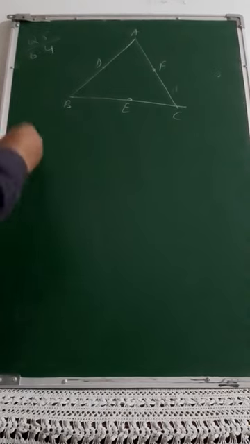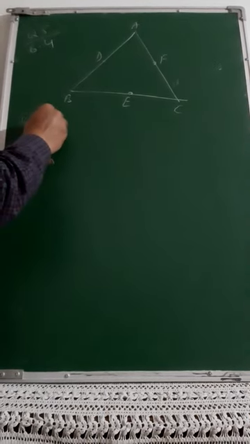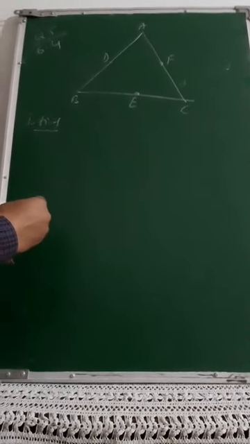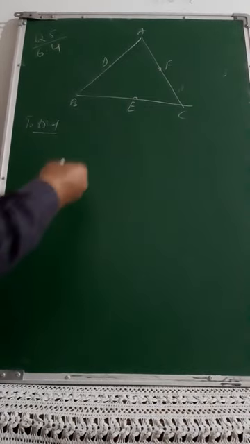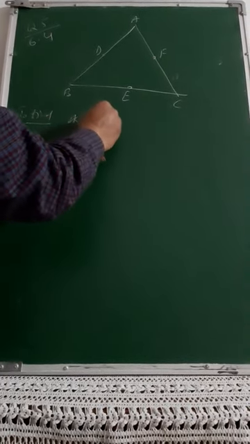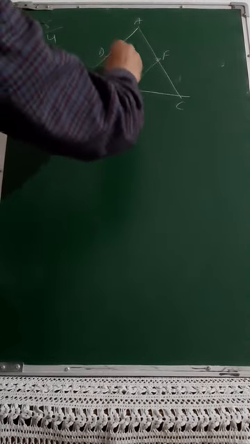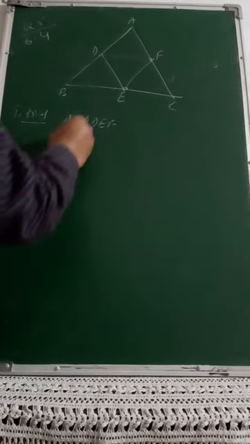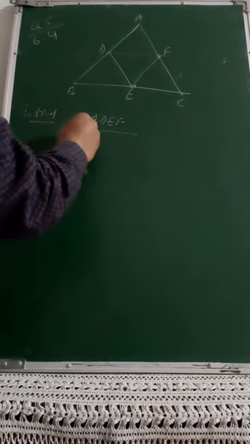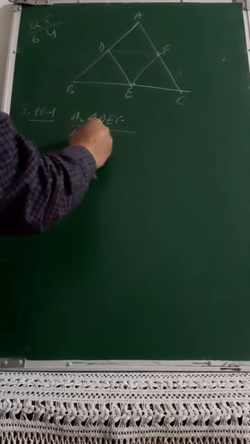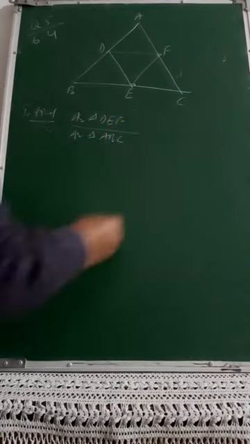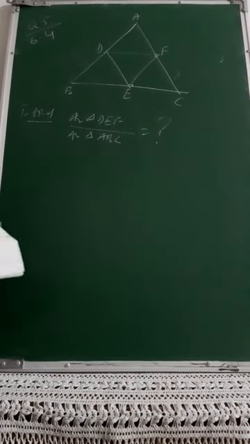Find the ratio of the area of triangle DEF. That is, if I join these three midpoints, one triangle will be there in your picture, to that of the whole of this triangle, that is, the area of triangle ABC, I need to determine.